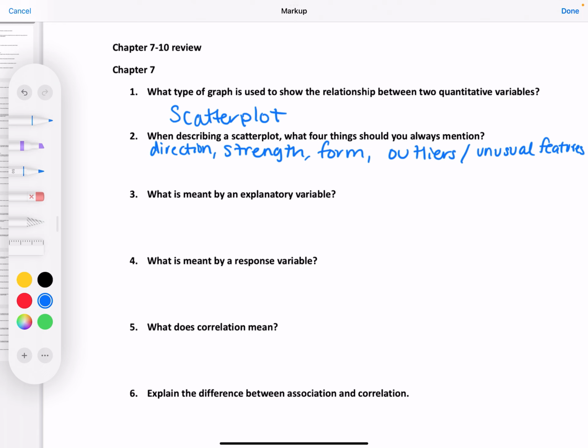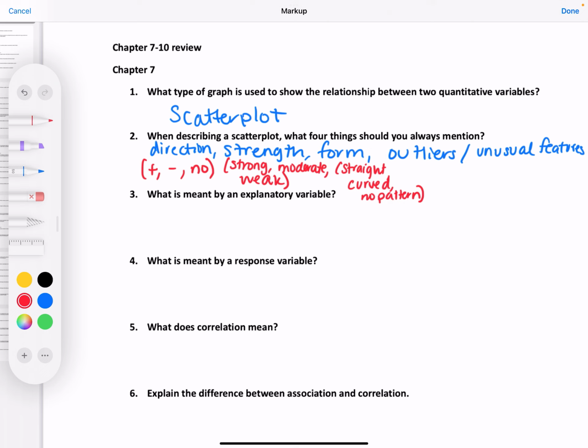And so just for reference, for direction, we're talking about positive, negative, or like no correlation. For strength, strong, moderate, weak. So like how much scatter there is. Form would be like straight, curved, no pattern. And then outliers is pretty self-explanatory.